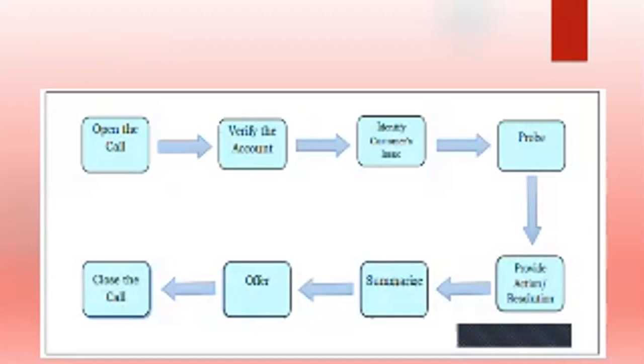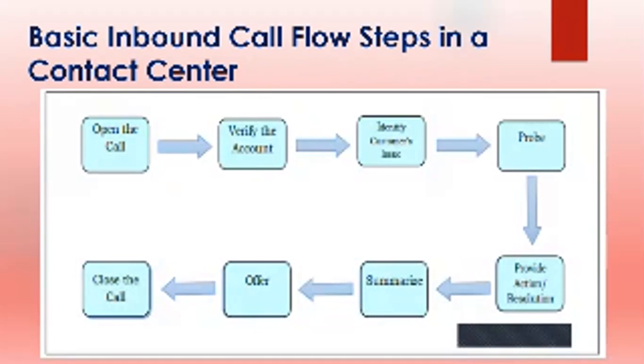Summary. So for our recap of our lesson for today, the basic inbound call flow steps in a contact center. First, you need to open the call. Second, verify the account. Third, identify the customer's issue. Fourth, probe. Fifth, provide action or resolution. 6. Summarize. 7. Offer. And last, close the call.